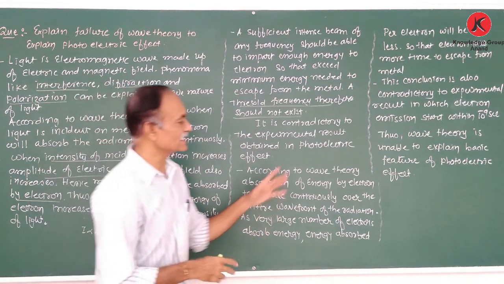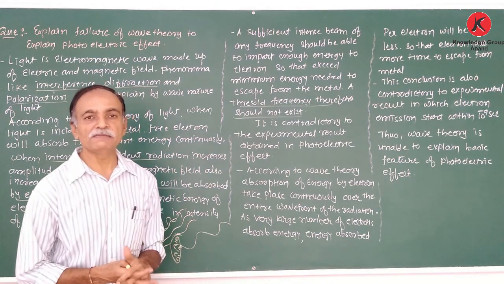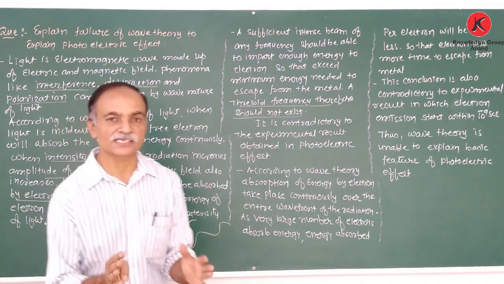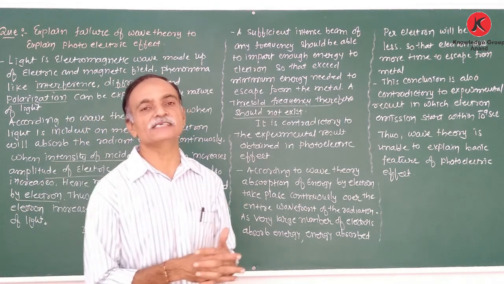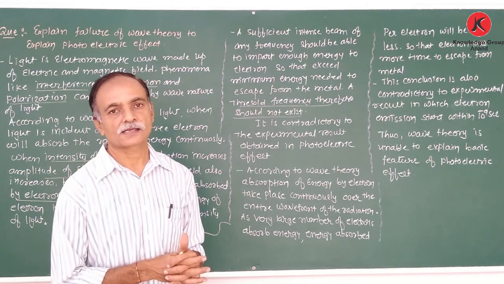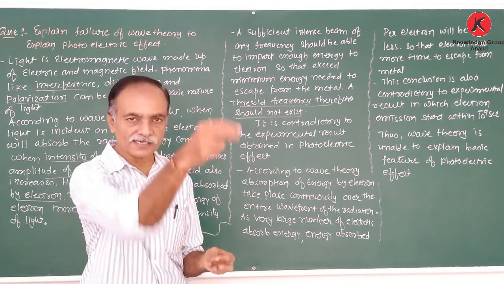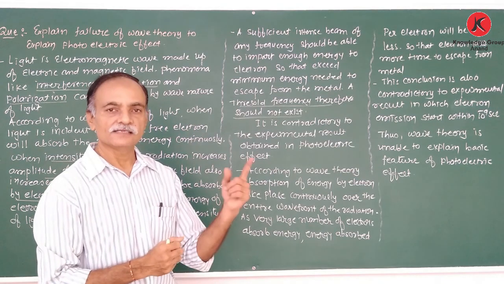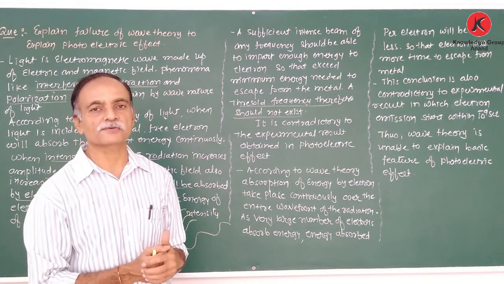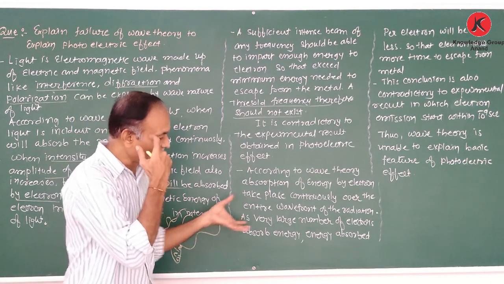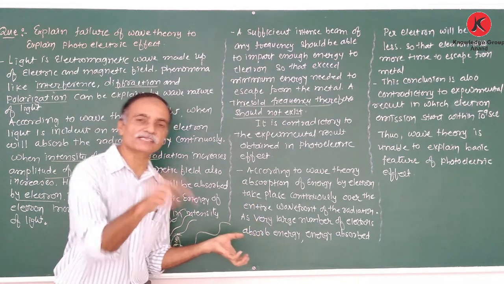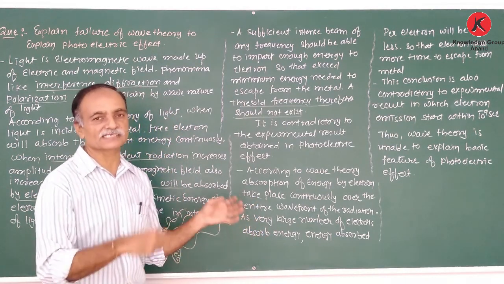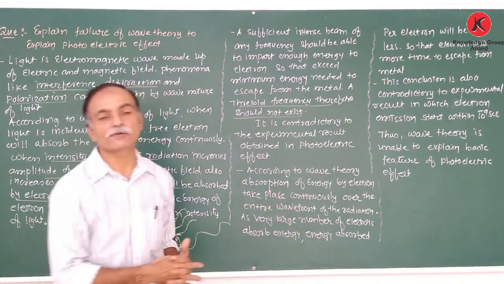So wave theory suggests that the emission of the electron does not take place instantaneously. It takes some time after the incidence of the radiation on the surface of the metal. When the electron gets more energy than the required minimum energy, at that time it can escape from the metal.